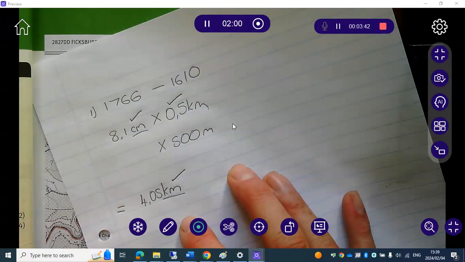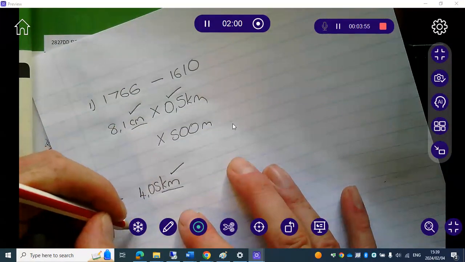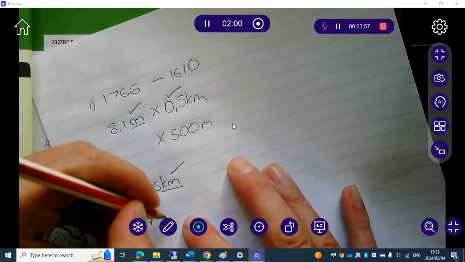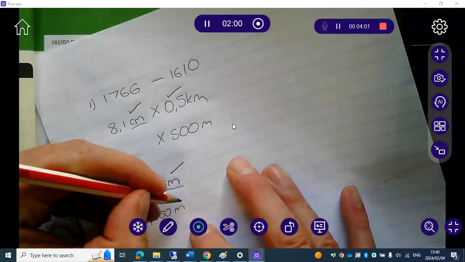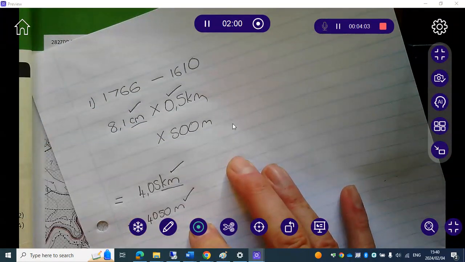All right, please make sure that when you do these calculations for distances on a topographical map or orthophoto, you are well prepared and you've got the necessary tools. For meters, it will of course be 4,050 meters. And that's it. As easy and straightforward as that.